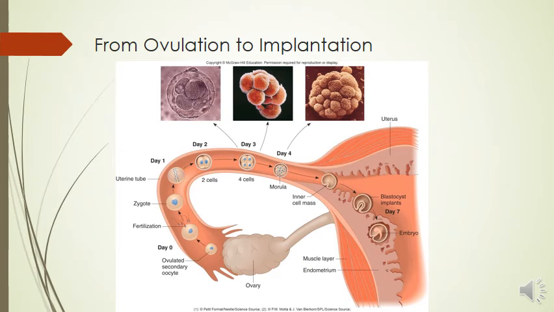The next slide is showing what happens from ovulation to implantation. The zygote forms in the uterine tube when a sperm nucleus fuses with the nucleus of an oocyte. The first divisions proceed while the zygote moves towards the uterus. And then by day 7, the zygote, now called a blastocyst, begins to implant in the uterine lining.